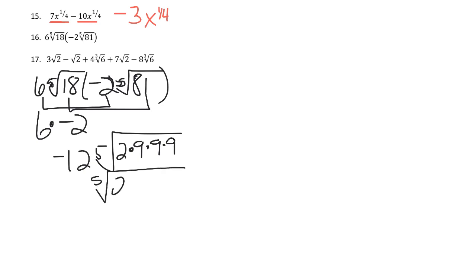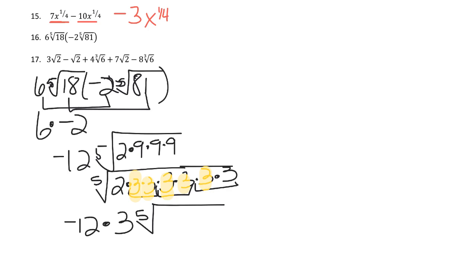And then I'm going to make that 2 times 3 times 3 times 3 times 3 times 3, and times 3. That's 9, 9, and 9, three 9s. And I'm looking for 5 of them, so 1, 2, 3, 4, and 5. So those 5 are going to come out. So negative 12 times the 3, fifth root of what's left, which is 2 times 3, 6. And I can shorten that up. Now I can multiply what's in front: negative 36 times the 5th root of 6.